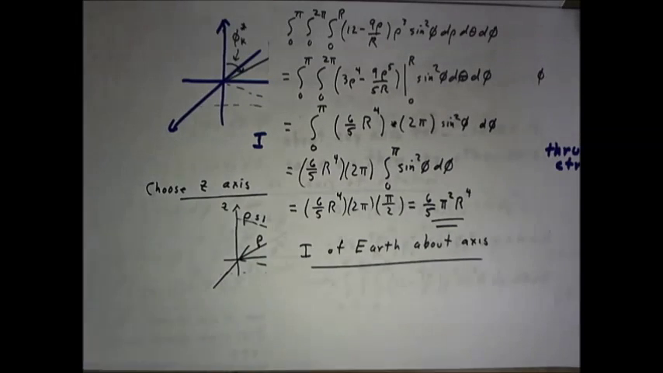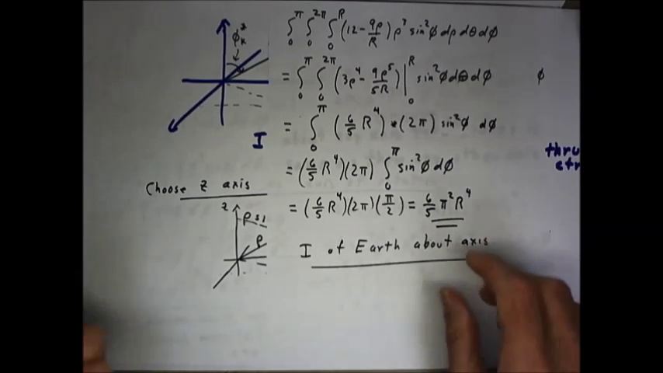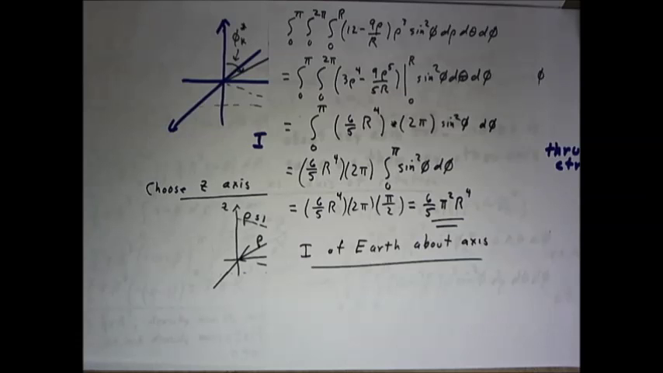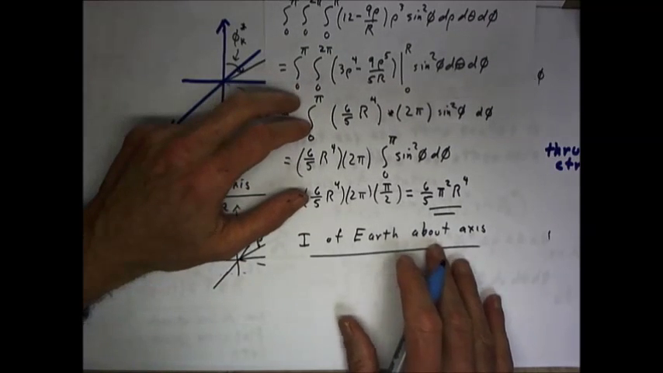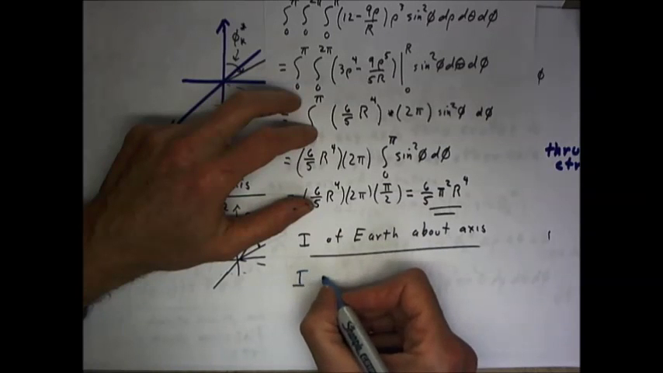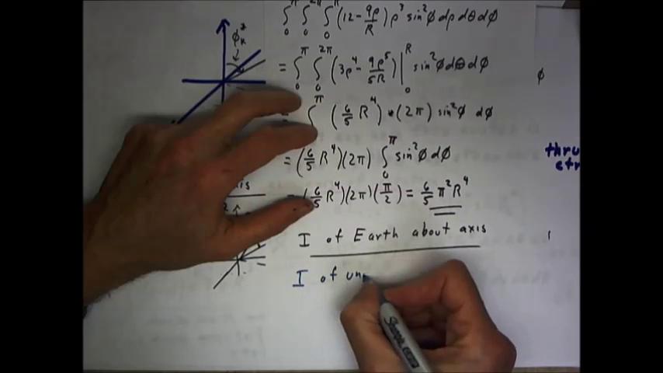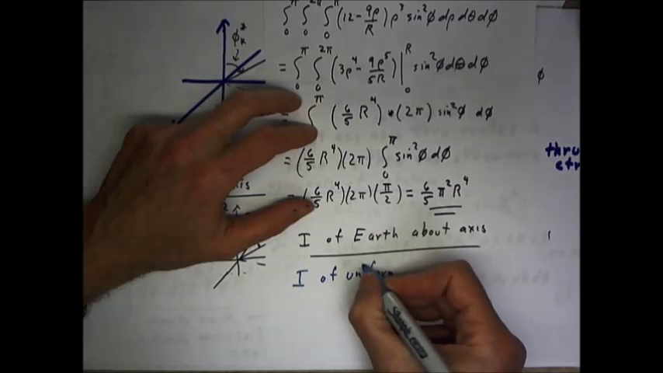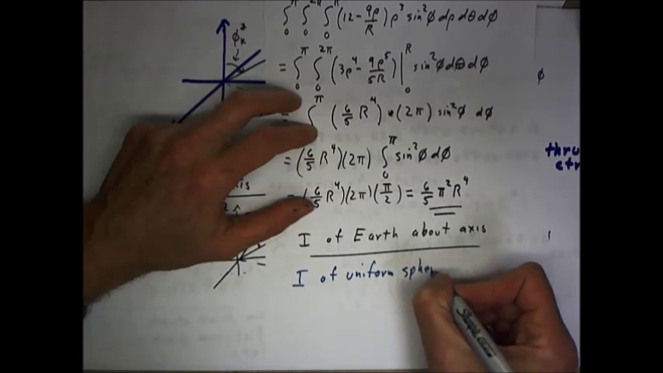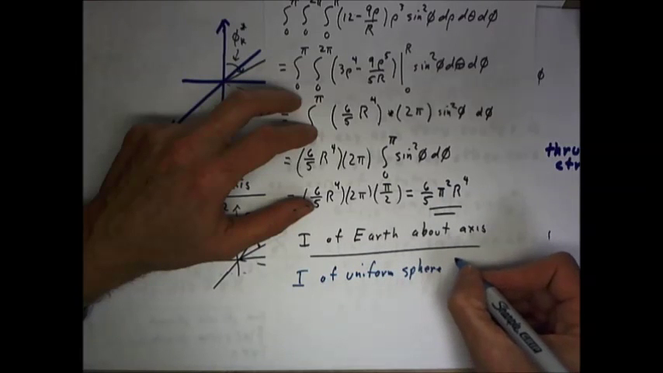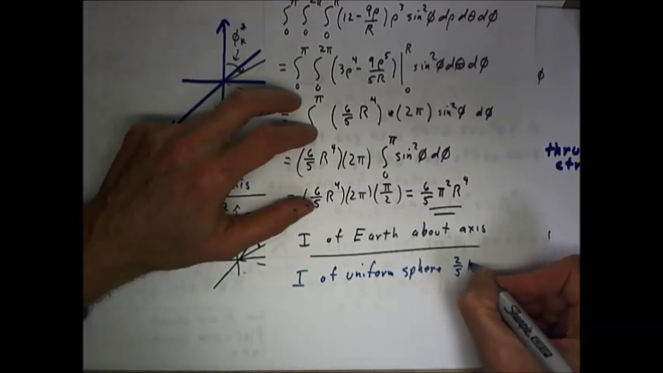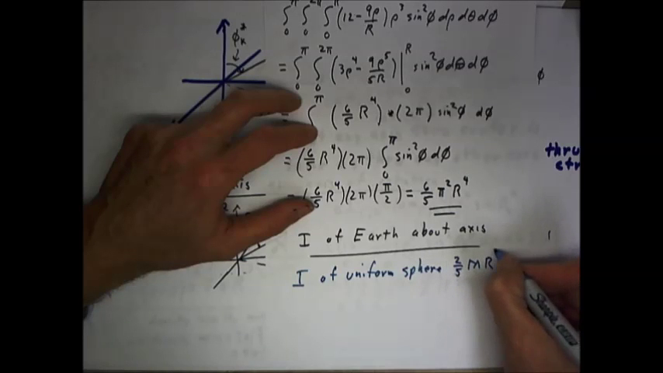As usual, my solution bothers me. I suspect there might be an error because I don't have the right power of R here. The moment of inertia of a uniform sphere is 2/5 m r squared.